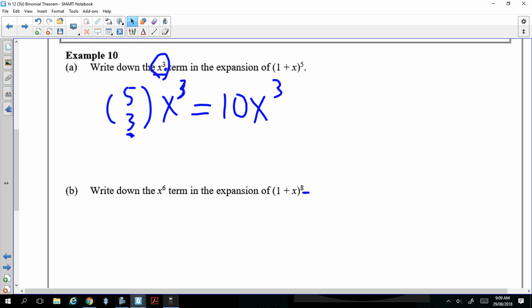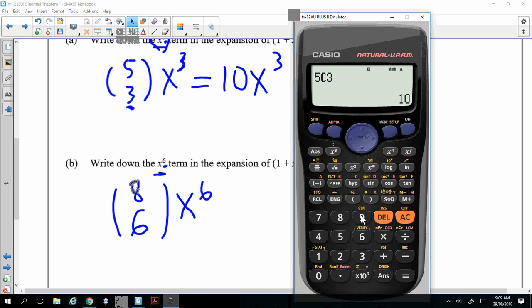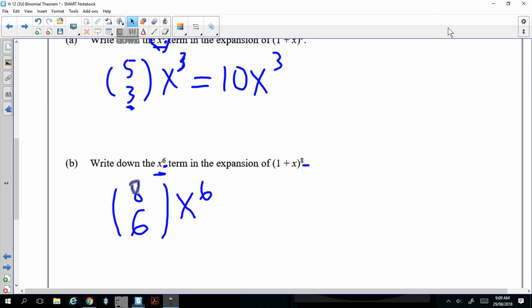Find the x to the power of 6 term. What would that be? It's going to be 8. And what's the bottom number? Must be 6, right? Because it's x to the power of 6. And now you can use the calculator to work out what the coefficient is. So you do 8C6, which equals 28, without drawing the whole Pascal's triangle. Because I could work out any number in Pascal's triangle using this formula.